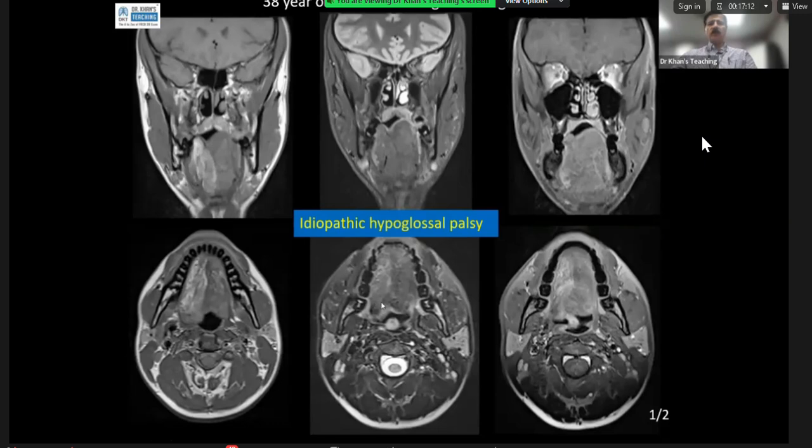This is STIR, just a faint edema, just a bit of enhancement. So this was subacute. In this particular case, no lesion was identified. So this can be a potential exam scenario. The examiner can show you this kind of case, and you will ask for the rest of the imaging. You will go through it, and you might find a tumor or a lesion to explain the findings. But if you do not find a lesion, then you call it idiopathic hypoglossal palsy. Remember this concept.